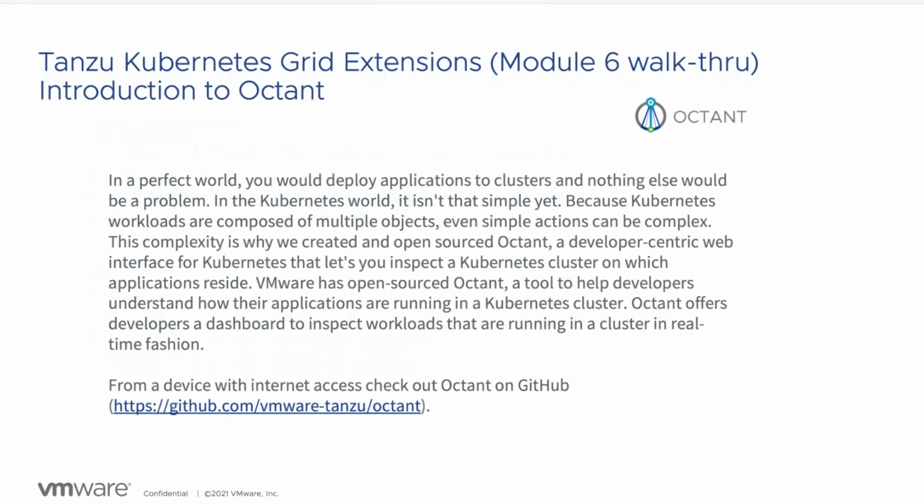Module 6 is a walk through Octant. Octant is another project that VMware's placed in the open source community. What Octant gives you is a great view into your Kubernetes workload. All the workloads that you saw in our lab all deployed as we expected. But unfortunately, it's never that simple, and sometimes things don't work the way you think they should. Octant gives you a developer-centric web interface for Kubernetes, a graphic-based web console to go in and look at your applications and your deployments.